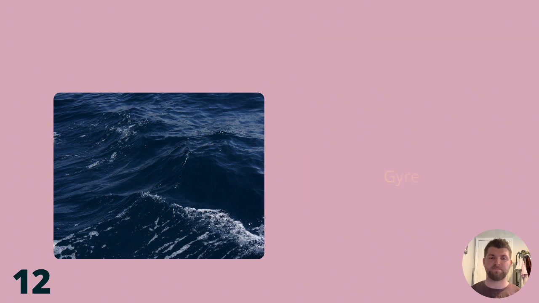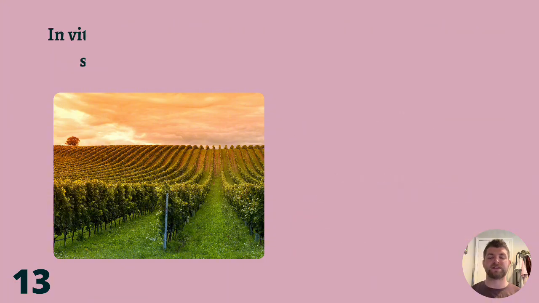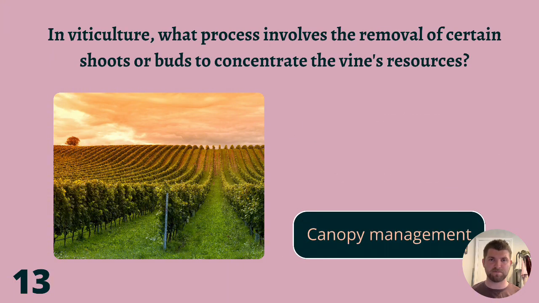Question 13. In viticulture, what process involves the removal of certain shoots or buds to concentrate the vine's resources? Trellising, green harvesting, or canopy management? The answer is canopy management.